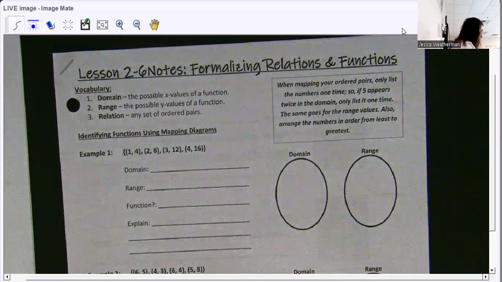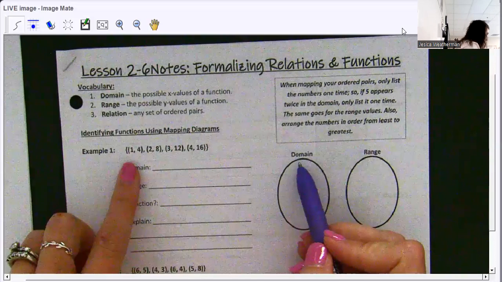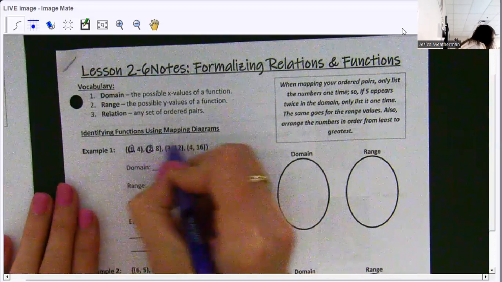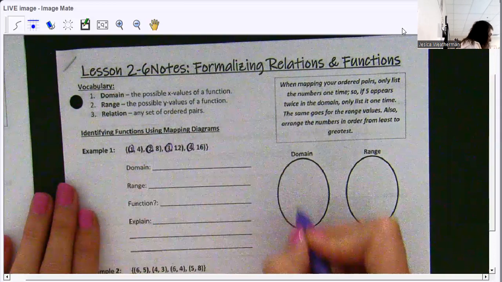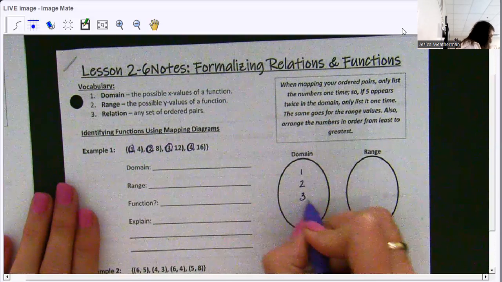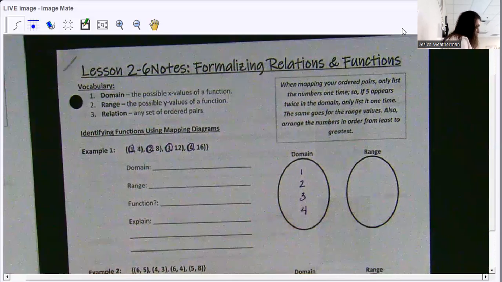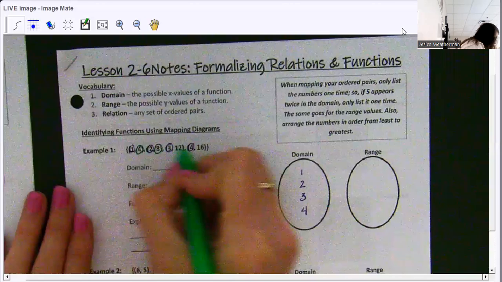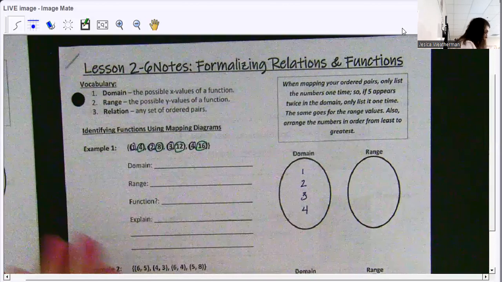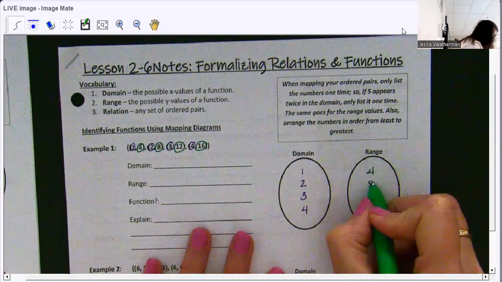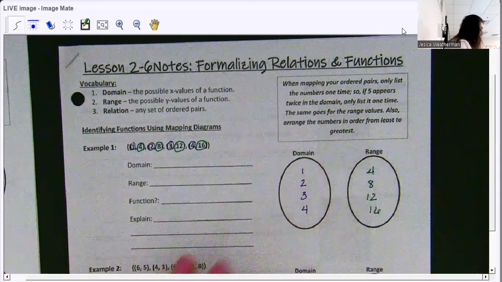So if our domain represents all of the X values, that would be 1, 2, 3, and 4. We're going to place those in our map in the order they show up. 1, 2, 3, and 4. Then our Y values are shown as 4, 8, 12, and 16. So we're going to put those in this category. 4, 8, 12, and 16.